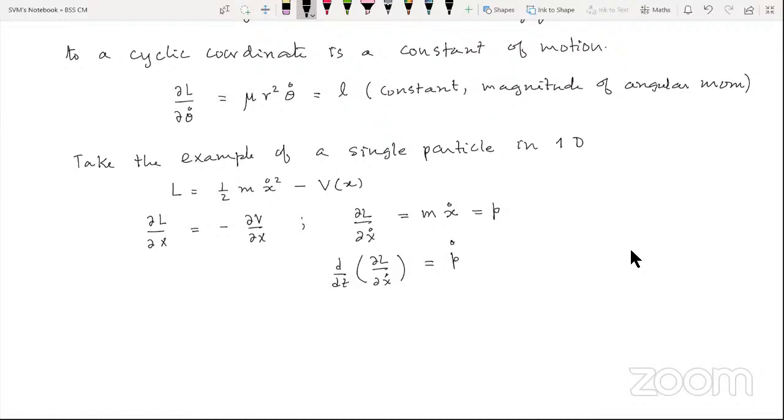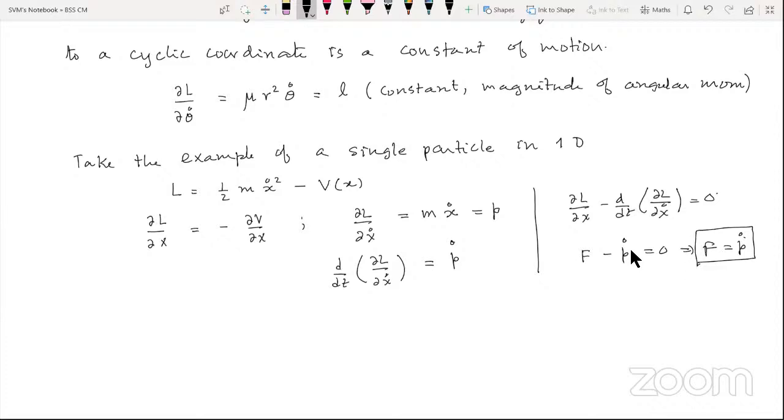And what is minus ∂V/∂x? It is the force. So the Lagrange's equation of motion, that is ∂L/∂x minus d/dt of ∂L/∂ẋ, is equal to 0. So this is equal to force minus ṗ is equal to 0. Or in other words, force is equal to ṗ. This is Newton's equation of motion, right?